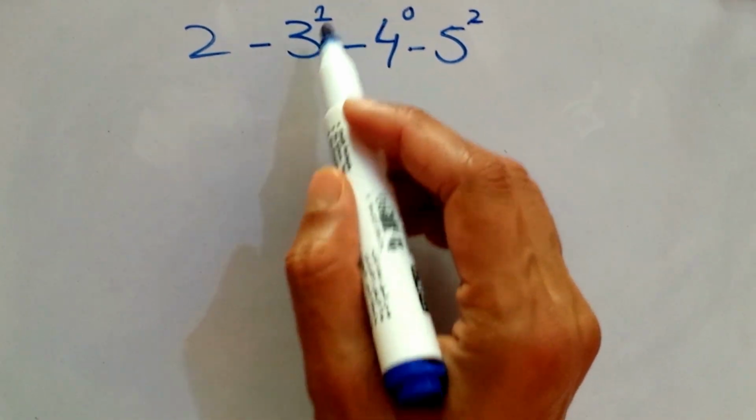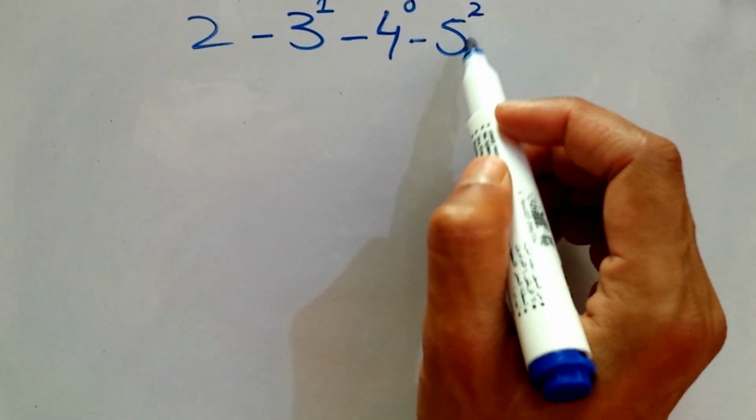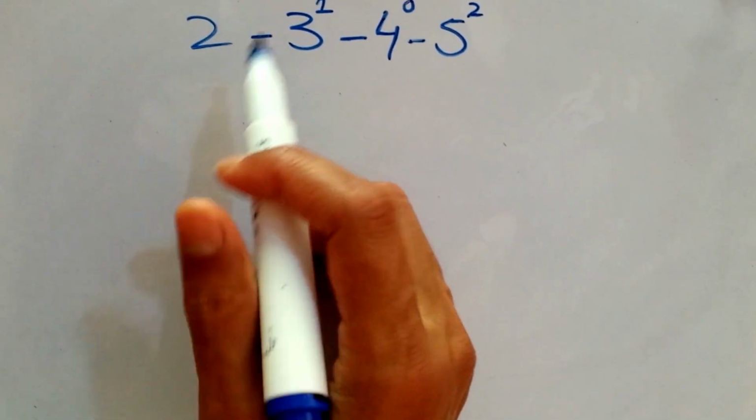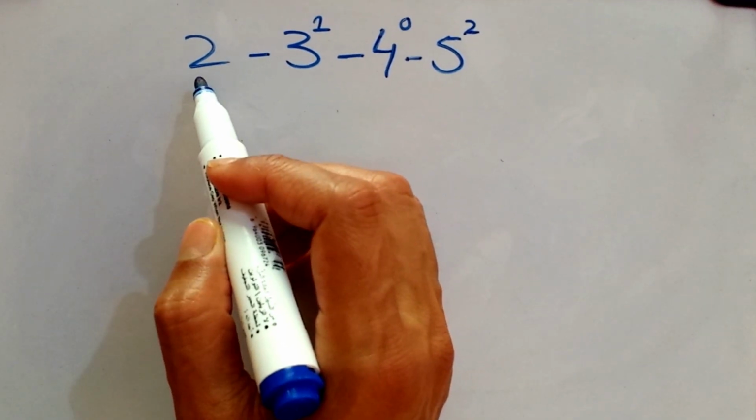We have 2 minus 3 to the power of 1 minus 4 to the power of 0 and minus 5 squared. So now let's solve this step by step. This is a very interesting and easy question.